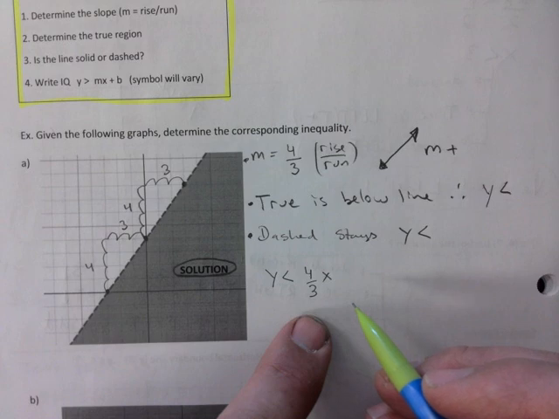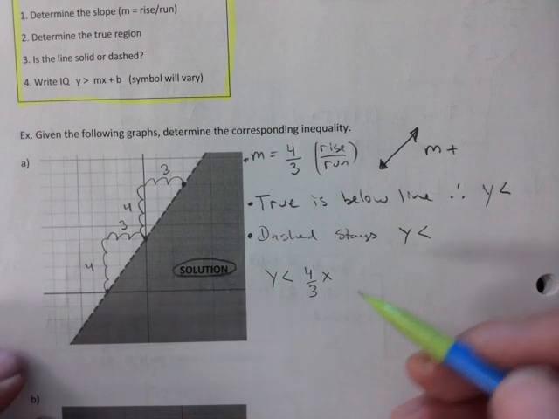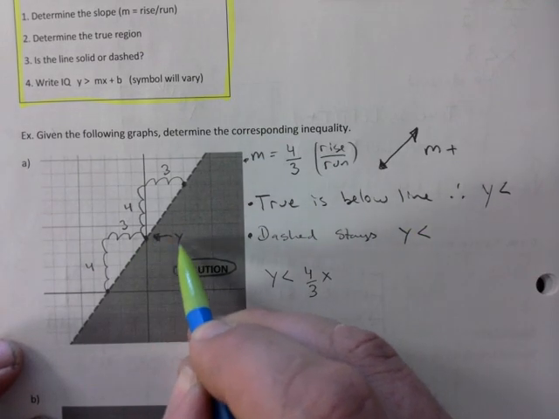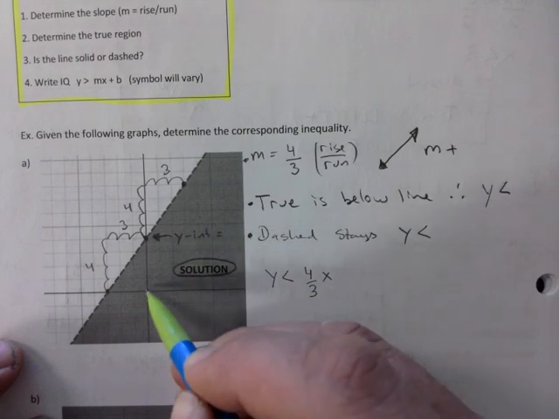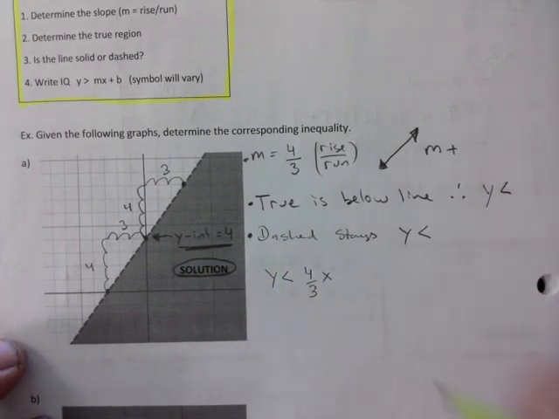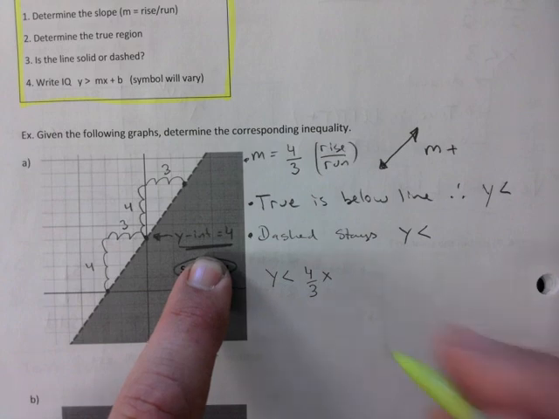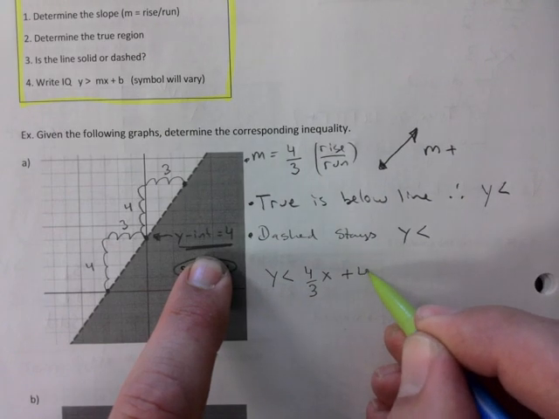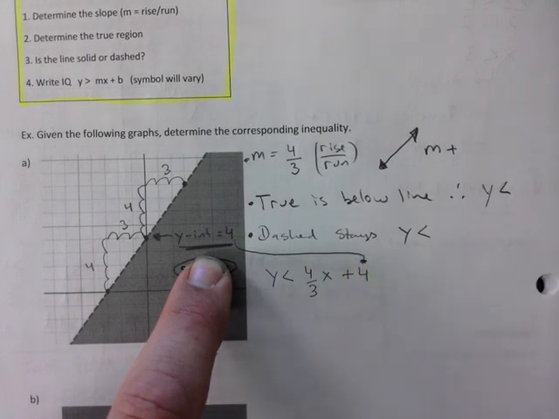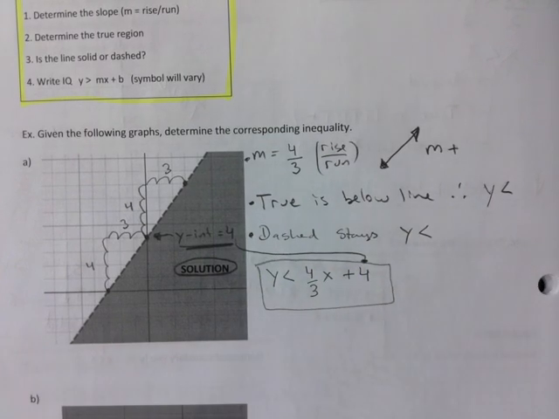Oh, did we forget? Where is our y-intercept? This is our y-intercept right there. The y-intercept is equal to 1, 2, 3, 4. That is probably something I should have done. At some point, you have to figure out the y-intercept. So we go plus 4 for the y-intercept. So I'm going to make an arrow there. So this is your inequality.